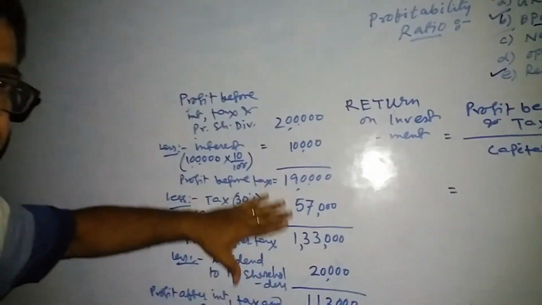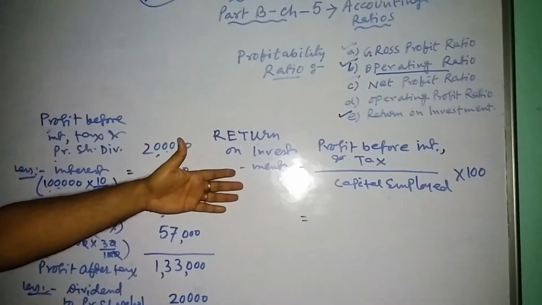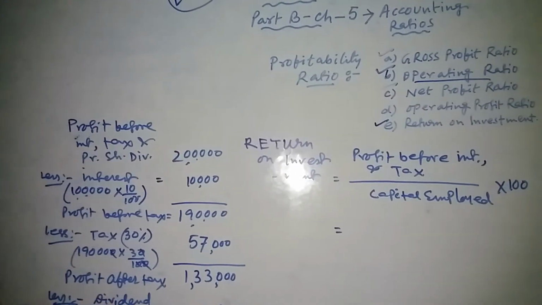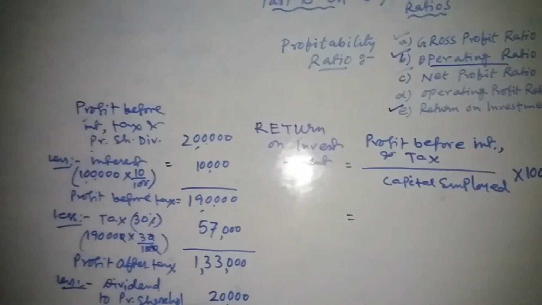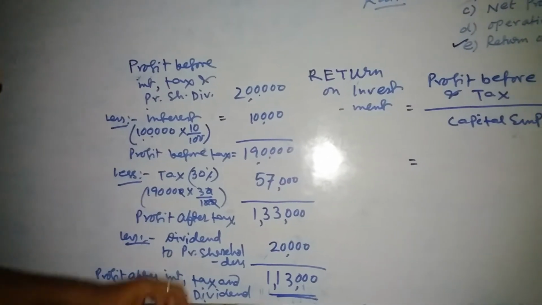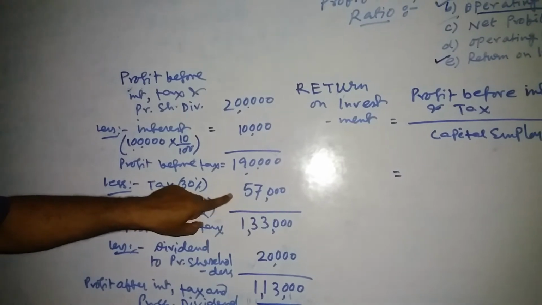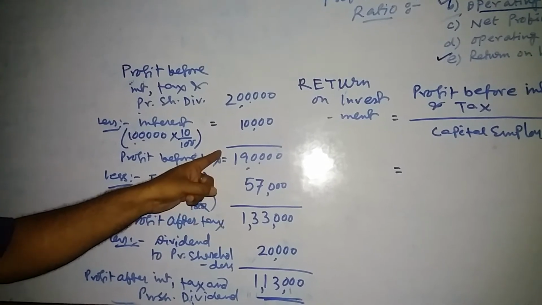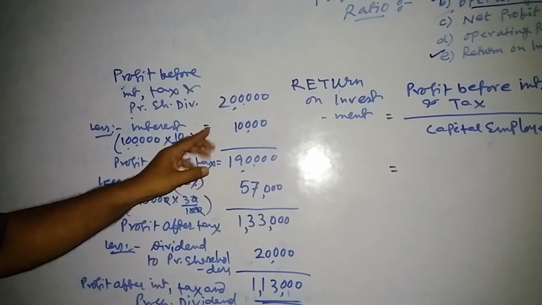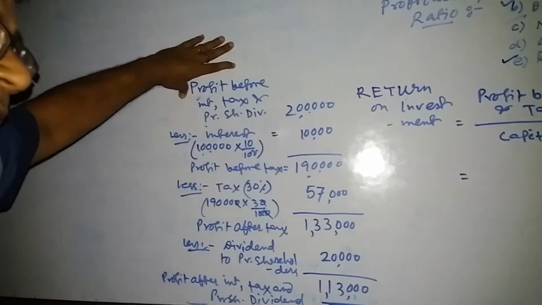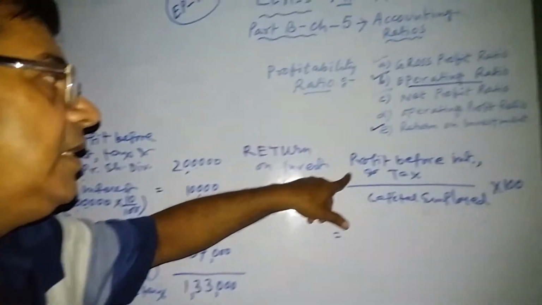Now the question is, why am I explaining all these things for this ratio? You cannot remember if you don't have this background knowledge, because in the question you will see that the profit after tax is given. Then you have to add the tax to the profit after tax. Then you can come to the profit before tax. Then interest will be added. Then you can get the profit before interest and tax amount. Then you can put it in the formula.